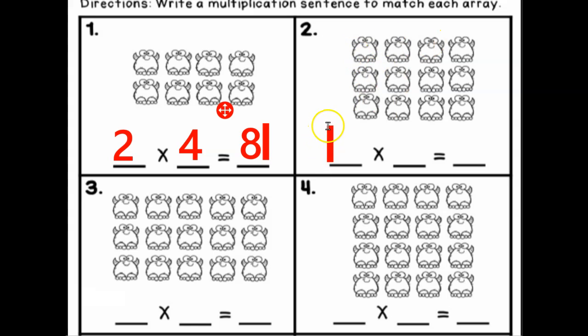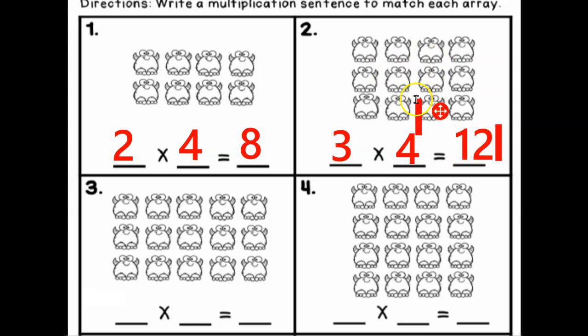How many rows? 3. How many in each row? I'm counting across. See, 1, 2, 3, 4. So then what's the total? 12. Yeah, 3 times 4 is 12.